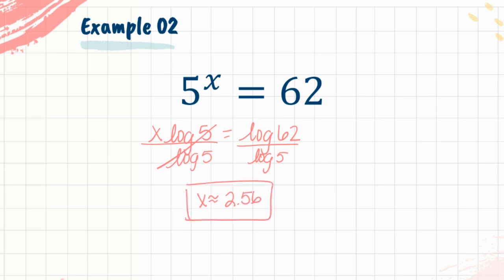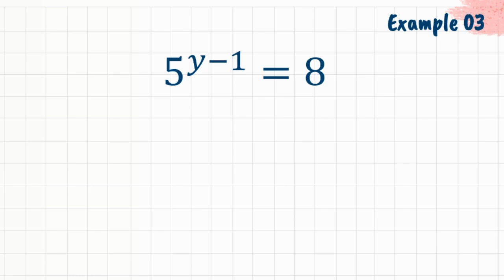Okay, so x is approximately equal to 2.56 here. Let's try one that's a little harder maybe, but we're still going to follow the same steps, okay? Now, the y minus 1 is the whole exponent. So our first step is to isolate the base and the exponent. That is done here, even though the exponent is a little funky.